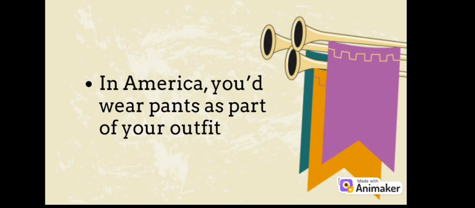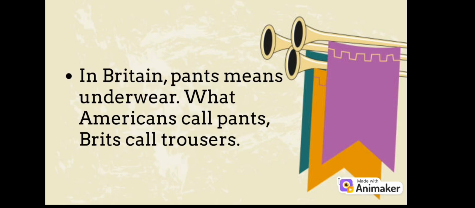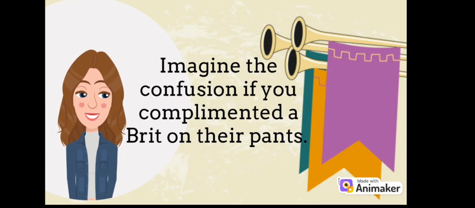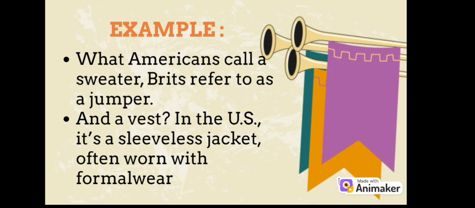Here's another example. What Americans call a sweater, Brits refer to as a jumper. And a vest? In the US, it's a sleeveless jacket, often worn with formal wear. But in Britain, a vest is an undershirt. One word, two completely different wardrobe staples.